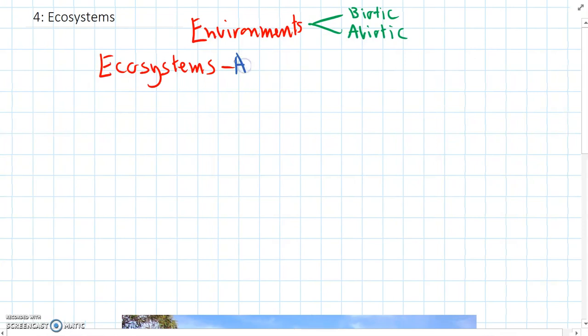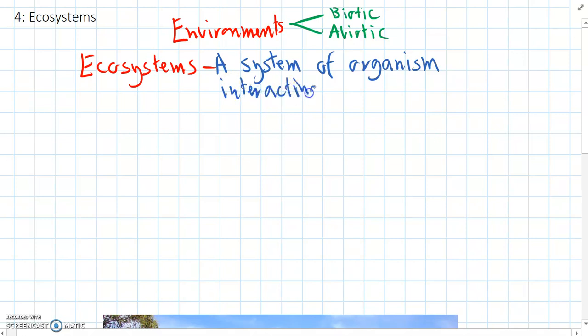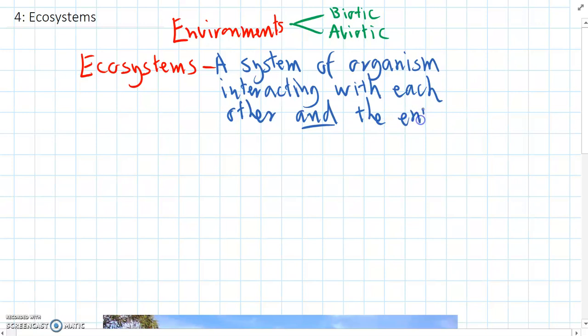So we can say an ecosystem is a system of organisms, of living things, interacting with each other, and with the environment around them as well.